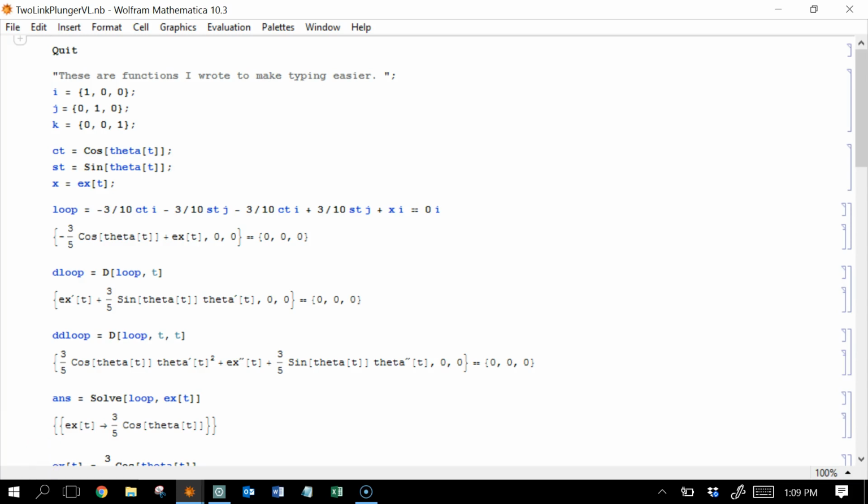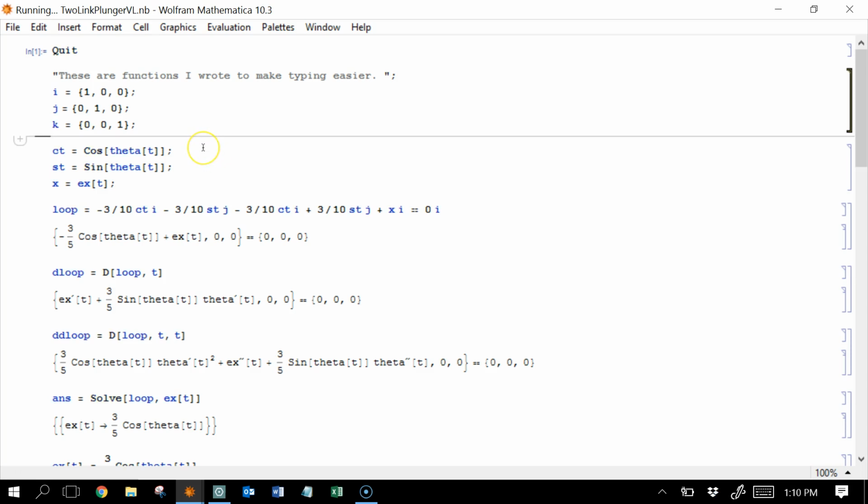Okay, this is a file that's solving the two-link plunger using vector loops. Again, I'd like to quit everything just in case I've been using Mathematica before. These statements right here come from that vector program that you can download. It's just defining the I, J, and K components.